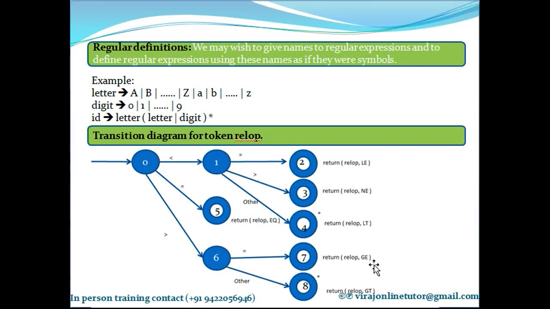Okay, so let's start. A transition diagram is made up of two components, states and edges. In this, whichever state gets an arc coming in from nowhere is called a starting state. Whichever states I have marked with double circles are final states. So 5, 2, 3, 4, 7 and 8 are final states.